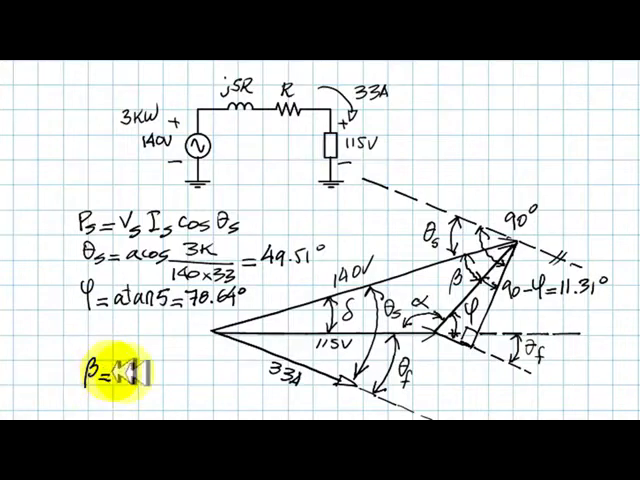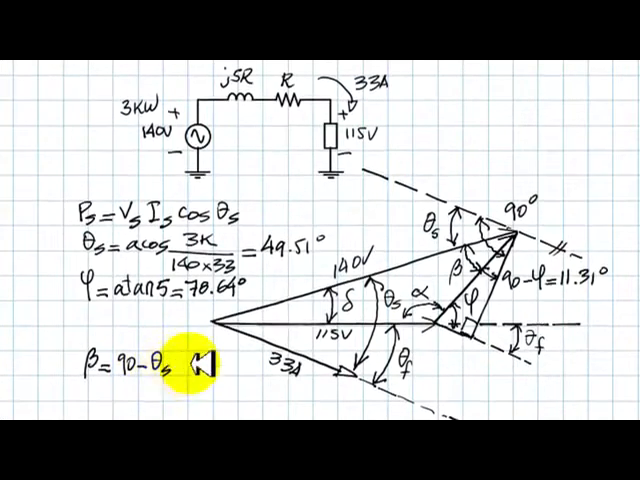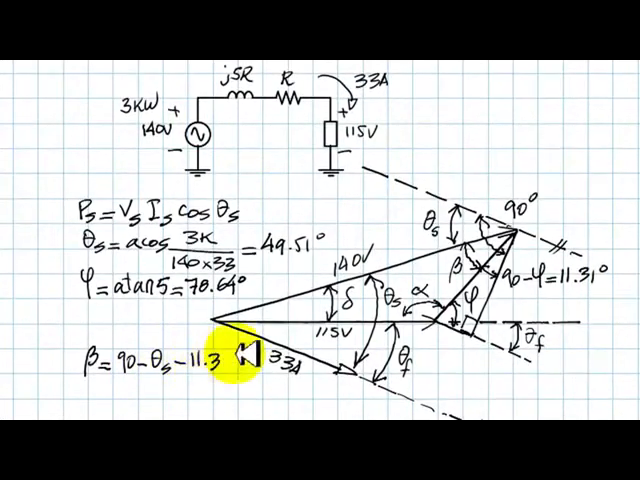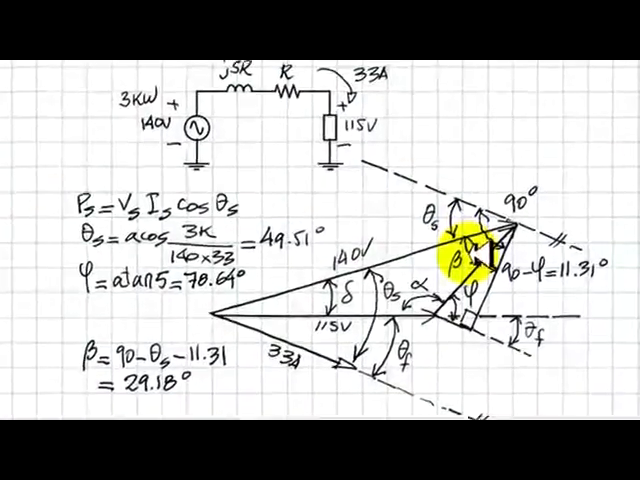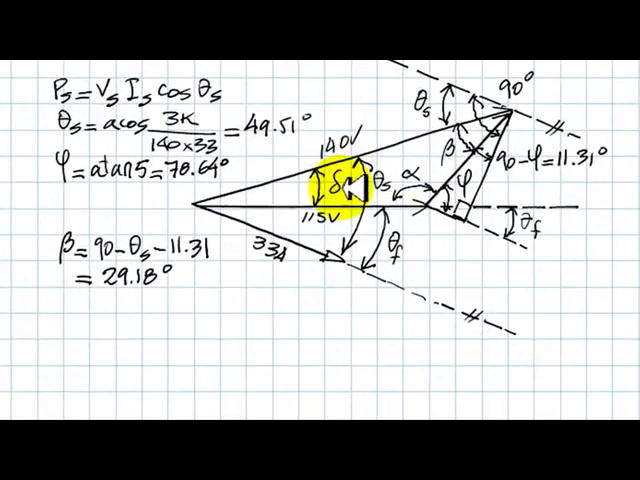Beta is 90 degrees minus theta s minus 11.31. That is 29.18 degrees. Bingo. Now we have three elements in our triangle. 115 volts on this side, 140 on this side, and this angle, which is 29.18. We can solve the triangle. We can use sine law several times until we find delta. That is what I'm about to do.